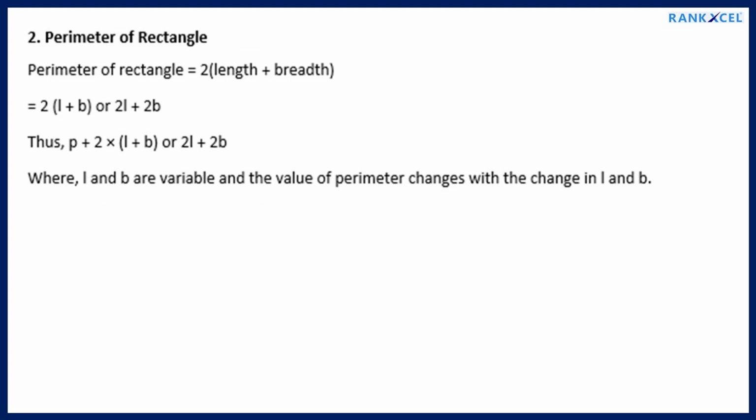2. Perimeter of a rectangle. Perimeter of a rectangle equals 2 times length plus breadth, equals 2 times (L plus B), or 2L plus 2B. Thus, P equals 2 times (L plus B), or 2L plus 2B. Where L and B are variables and the value of the perimeter changes with the change in L and B.